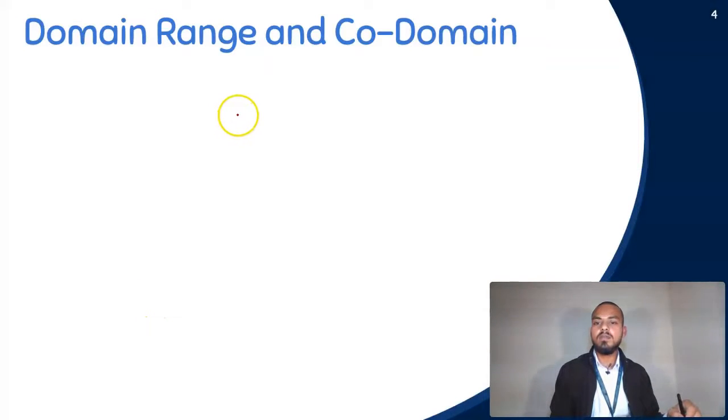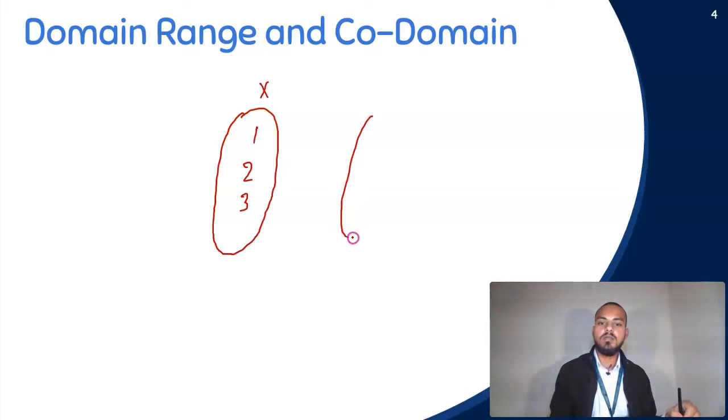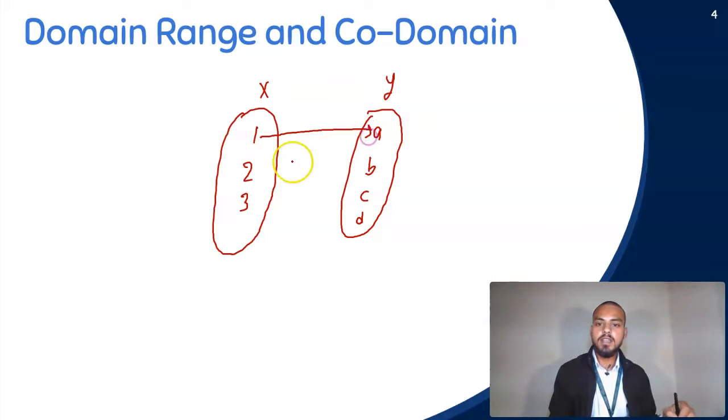Suppose you have a function from set X to Y such that X has 3 elements 1, 2, 3 and Y has 4 elements a, b, c and d, and 1 is associated with a, 2 is associated with a, and 3 is associated with b. So you can see that all the elements of set X are uniquely associated with some element of set Y.